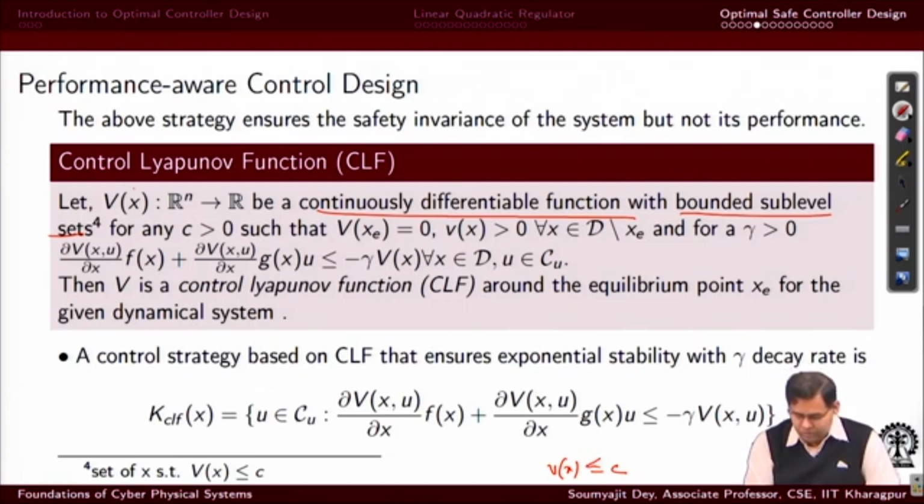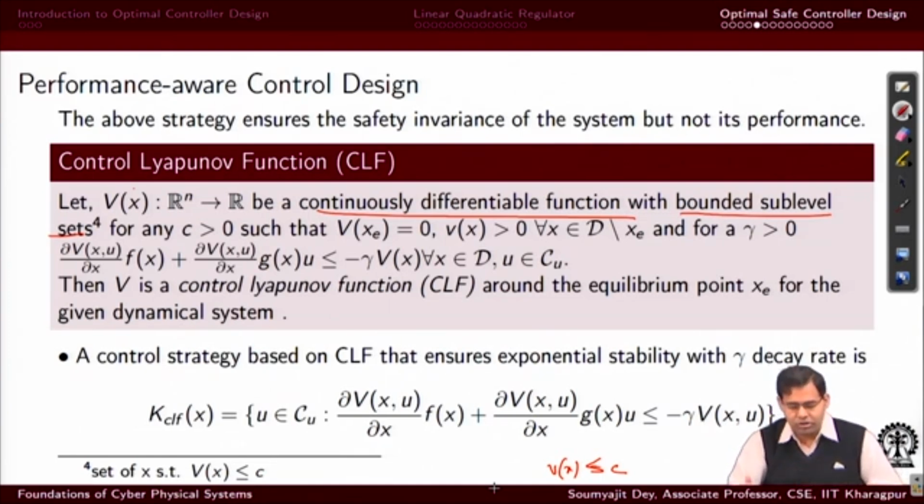Sublevel sets, for any value C, mean all values for which V(x) is less than or equal to C. And we are saying that this is continuously differentiable and it has bounded sublevel sets. That means all these sublevel sets are invariant for the function. That means, let the system start with some valuation V which is less than some value C. The design of the function must be such that it will always stay inside, always satisfying V(x) equal to C. That means every sublevel set would be invariant.